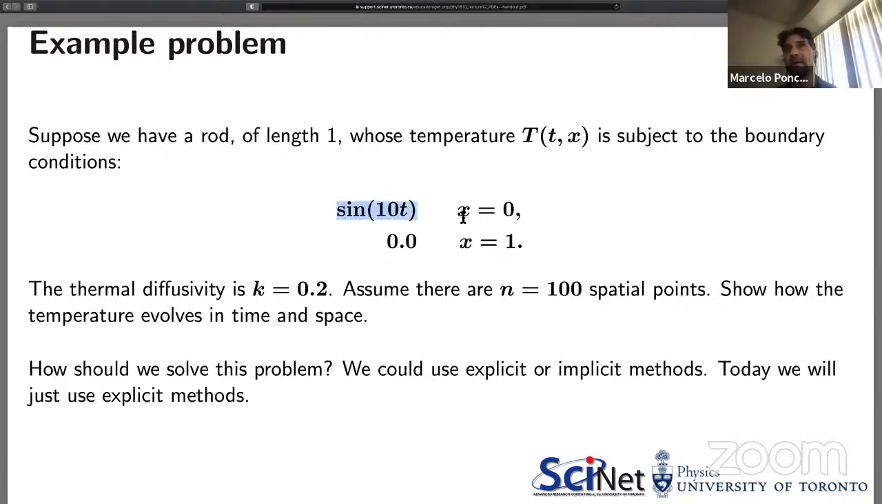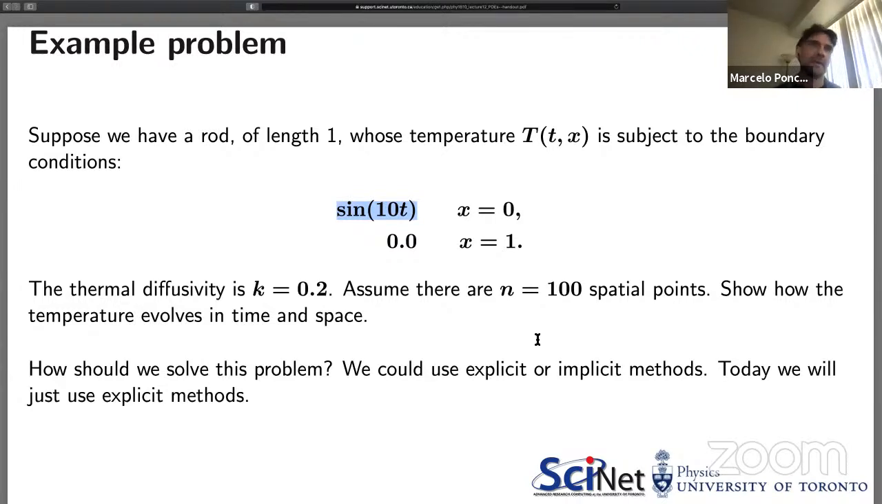For the initial point, the beginning of the rod, it will be the sine of 10t. It's going to be a forced change in the temperature. So it could have a heater oscillating between values of the temperature as a function of time. And then at the extreme it is going to be 0. So we're going to assume that by the end of the rod, all the heat, all the temperature is dissipated. The thermal diffusivity or thermal constant is 0.2, and we are going to discretize the rod with 100 points. So these are all parameters for how we're going to implement this.